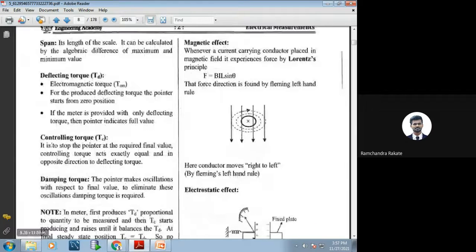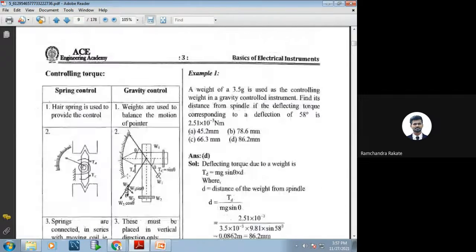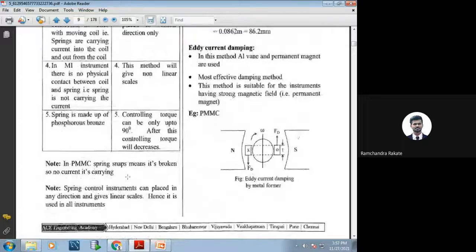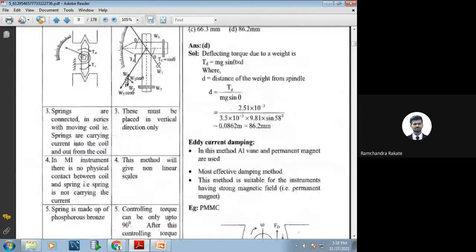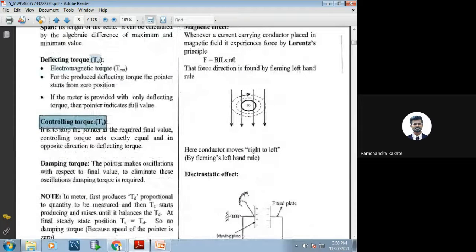Correct? So what do you mean by controlling torque? It is the equal and opposite torque to the developed deflecting torque. So that's why we always say TD is equal to TC. TD is nothing but your deflecting torque, and it should be equal to TC. It means that if TD and TC are equal and opposite, then your pointer will come to rest.